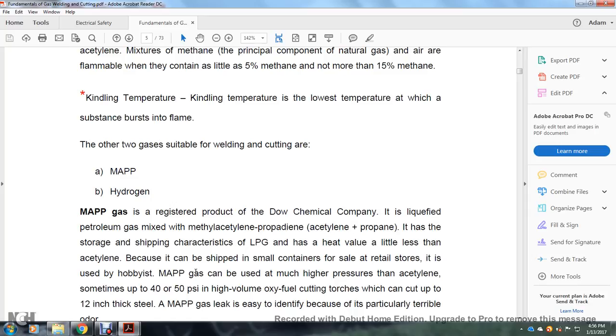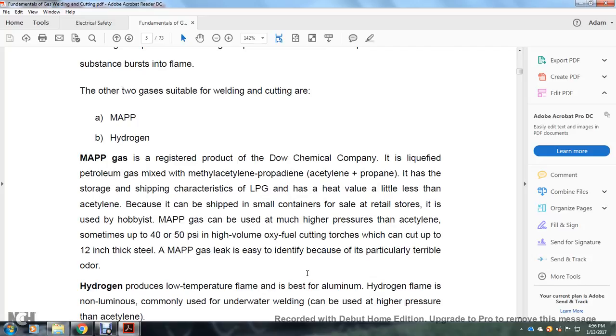Methylacetylene-propadiene gas can be used at a high pressure, sometimes 40 to 50 psi, with higher-volume oxygen cutting torches, which can cut up to 12 inches of thick steel. A methylacetylene-propadiene gas leak is easy to identify because of its particularly terrible odor.